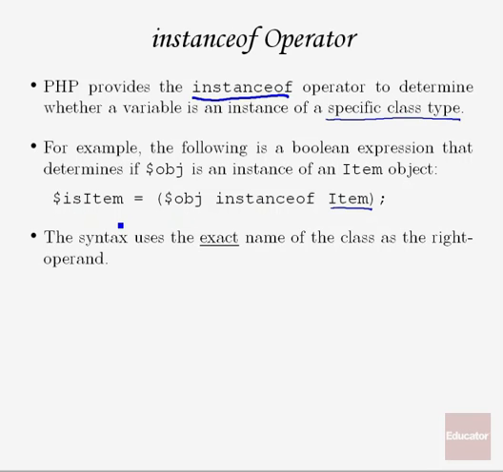This is useful when you're accepting parameters in functions and so forth, to make sure that you're getting appropriate objects that you might be working on. For example, if you need an Item object to work on, you need to be sure that you're passed an Item object as opposed to an integer, for example. And again, you need to make sure that you use the exact name of the class to the right of the operator. It's just the name of the class. There's no $ sign or anything like that.